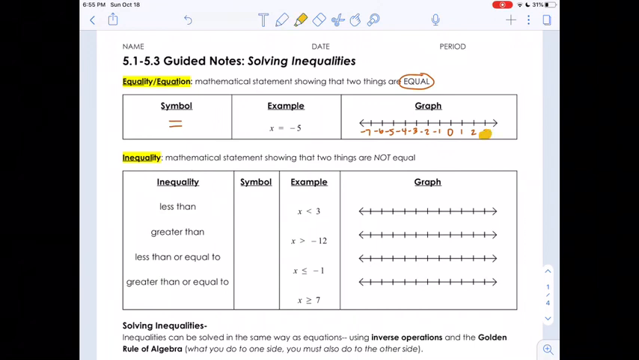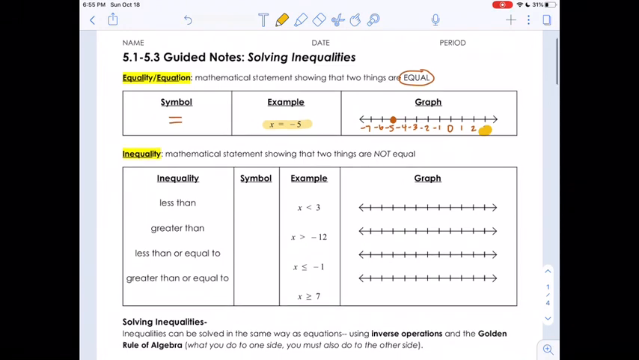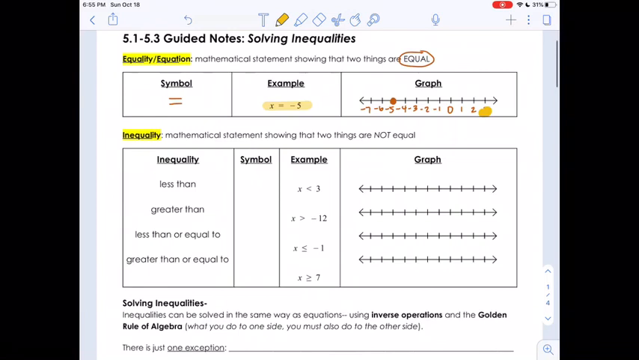So if I'm saying that x = -5, this is where the solution exists, right on -5. It means that x does not equal 0, that's not a solution. x does not equal anything else except -5. So this is something that we should be pretty familiar with, the idea that something is equal to something and what that means. What we're going to learn about now is inequality.